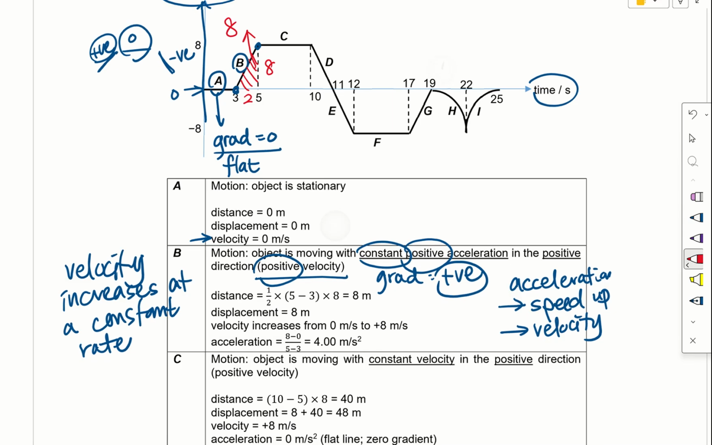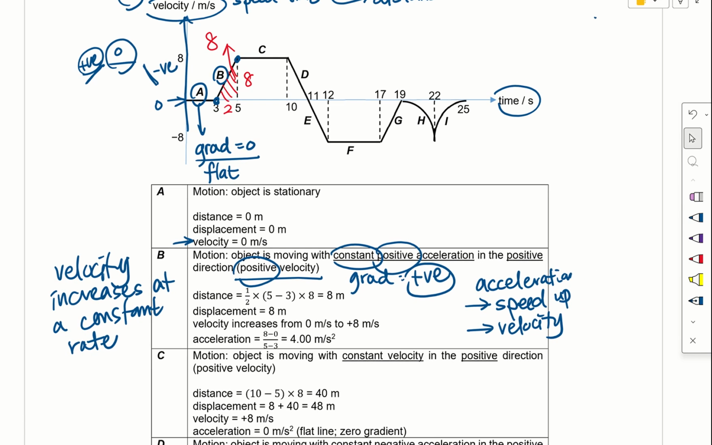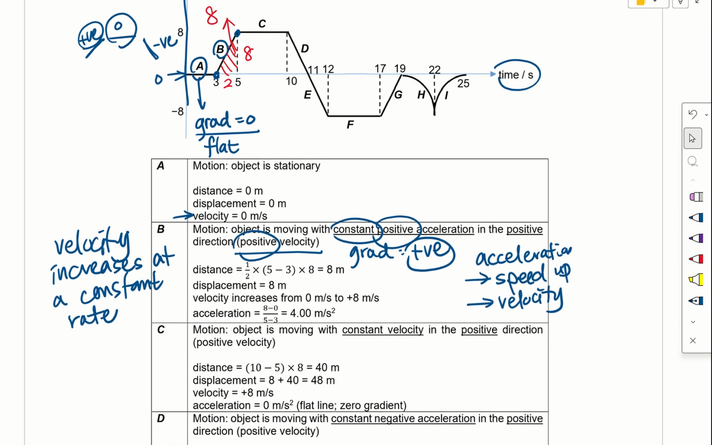Why do we need to calculate the area under the graph? Because the area under the graph represents the distance traveled, or the displacement. So the distance traveled is 8 meters, and the displacement is 8 meters, because we started off from 0, right? So now it has traveled 8 meters in the positive direction. So the distance traveled is also 8 meters.